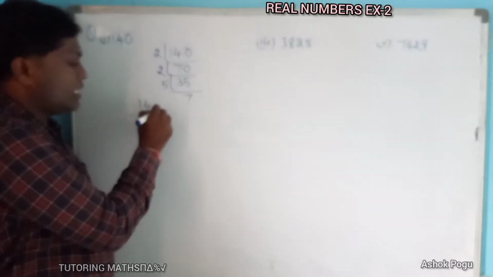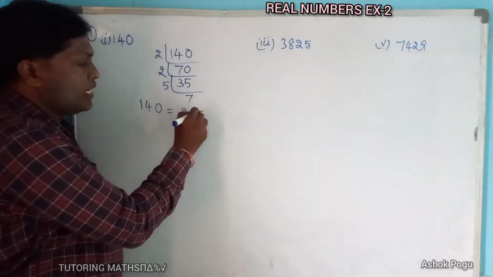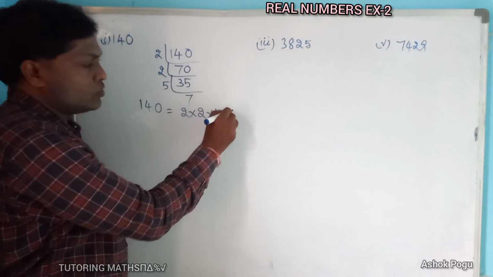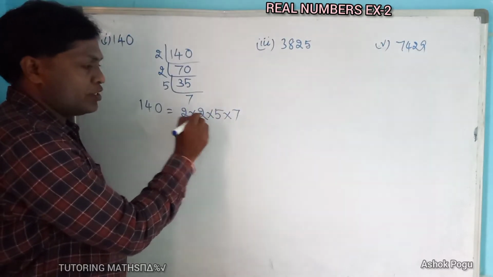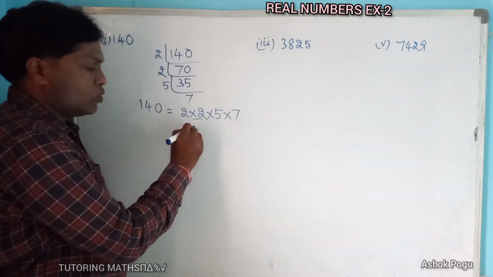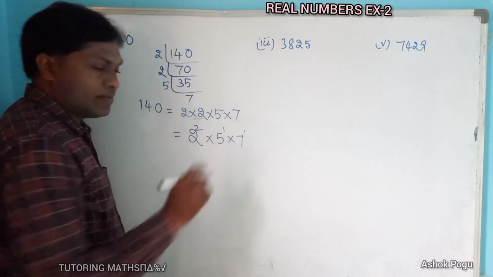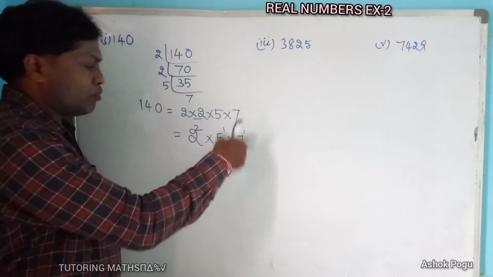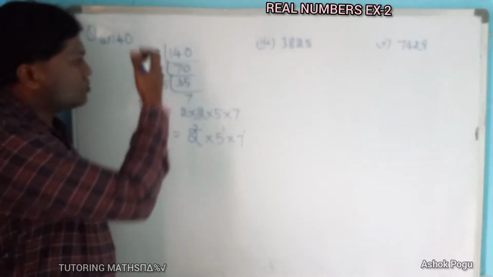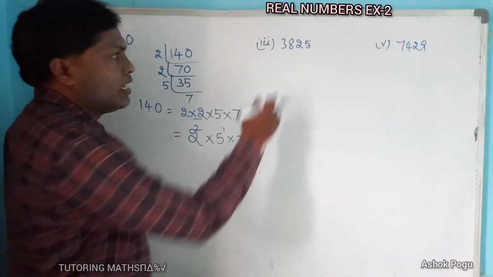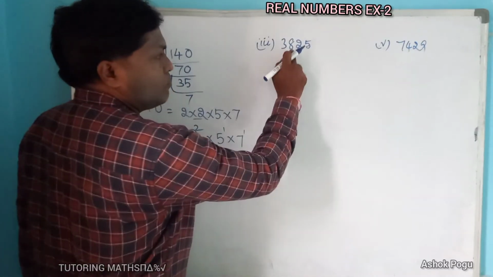So 140 can be written as 2 into 2 into 5 into 7. That is 2 squared into 5 to the power 1 and 7 to the power 1. So this is called the exponential form of 140. These are the prime factors of 140. Let us continue with the third question.